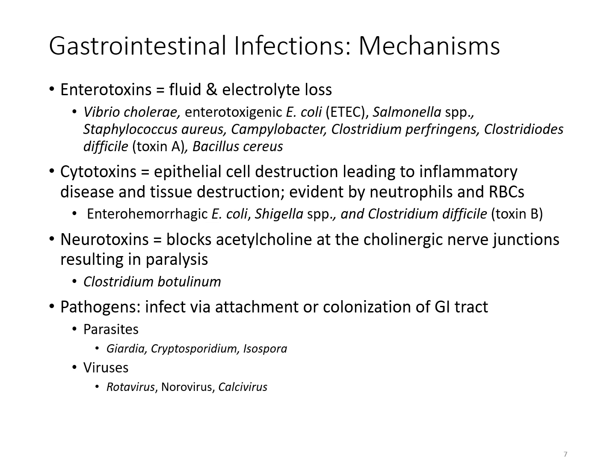Neurotoxins, and what happens here is the acetylcholine that acts on those nerve junctions is blocked, which will result in paralysis. There are also various organisms that can be pathogenic, and these organisms will infect the patient by attaching to or colonizing the GI tract. There are some bacteria that do this, but usually we're more focused on the parasites and the viruses that go through this process.